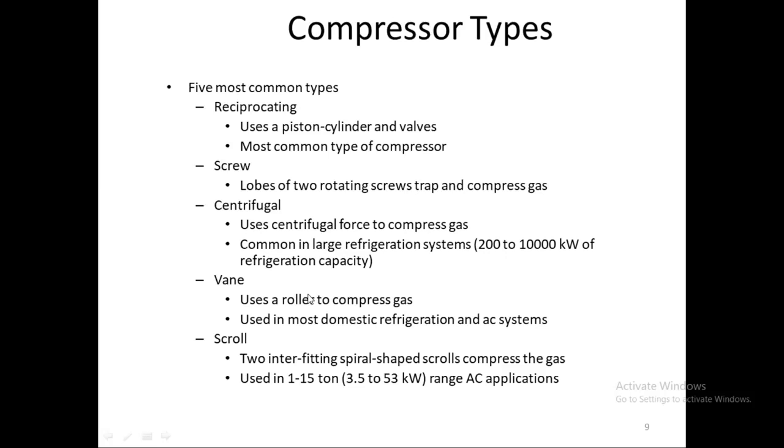Vane type of compressor: a vane uses a roller to compress gas. It is used in most domestic refrigeration and AC systems. This is normally what we use for a large AC system. The scroll compressor has two interfitting spiral-shaped scrolls that compress the gas, and it is used in the 1 to 15 ton range of AC application. I'll show you an example of this one also.